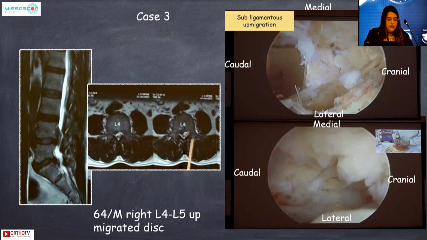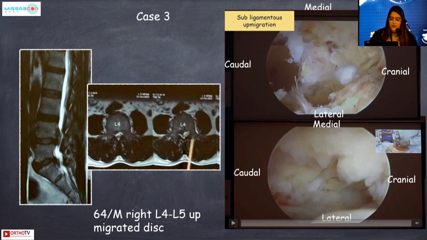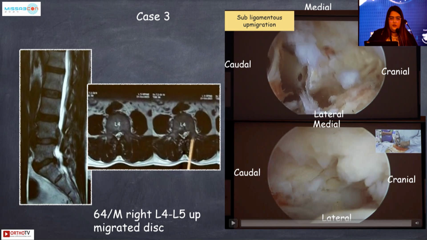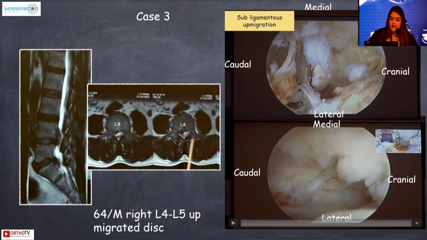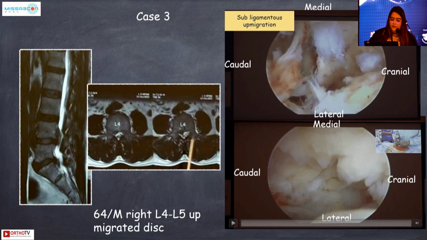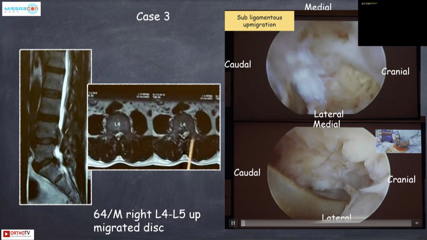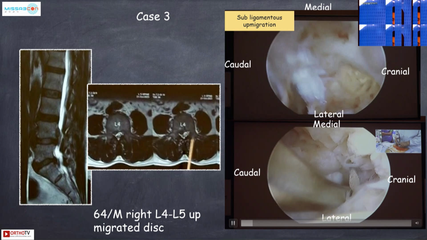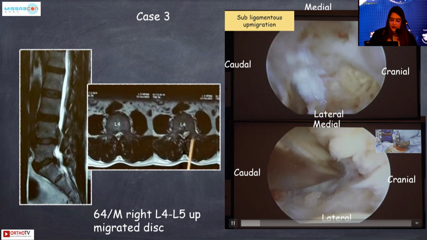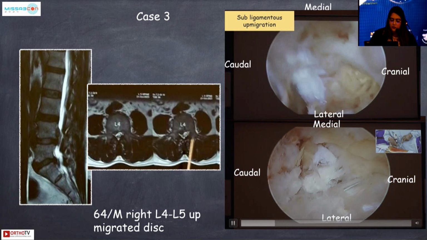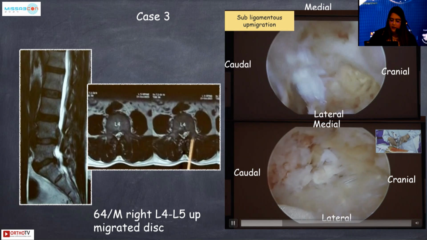Again, this is another case of a subligamentous disc herniation at L4-5 on the right side. Here you can see we are performing an osteotomy of the superior articular process to make some more space in the axilla of the exiting nerve root. And here you can see we are identifying the fibers of the PLL there and the disc fragment. Now a loose fragment is coming in.